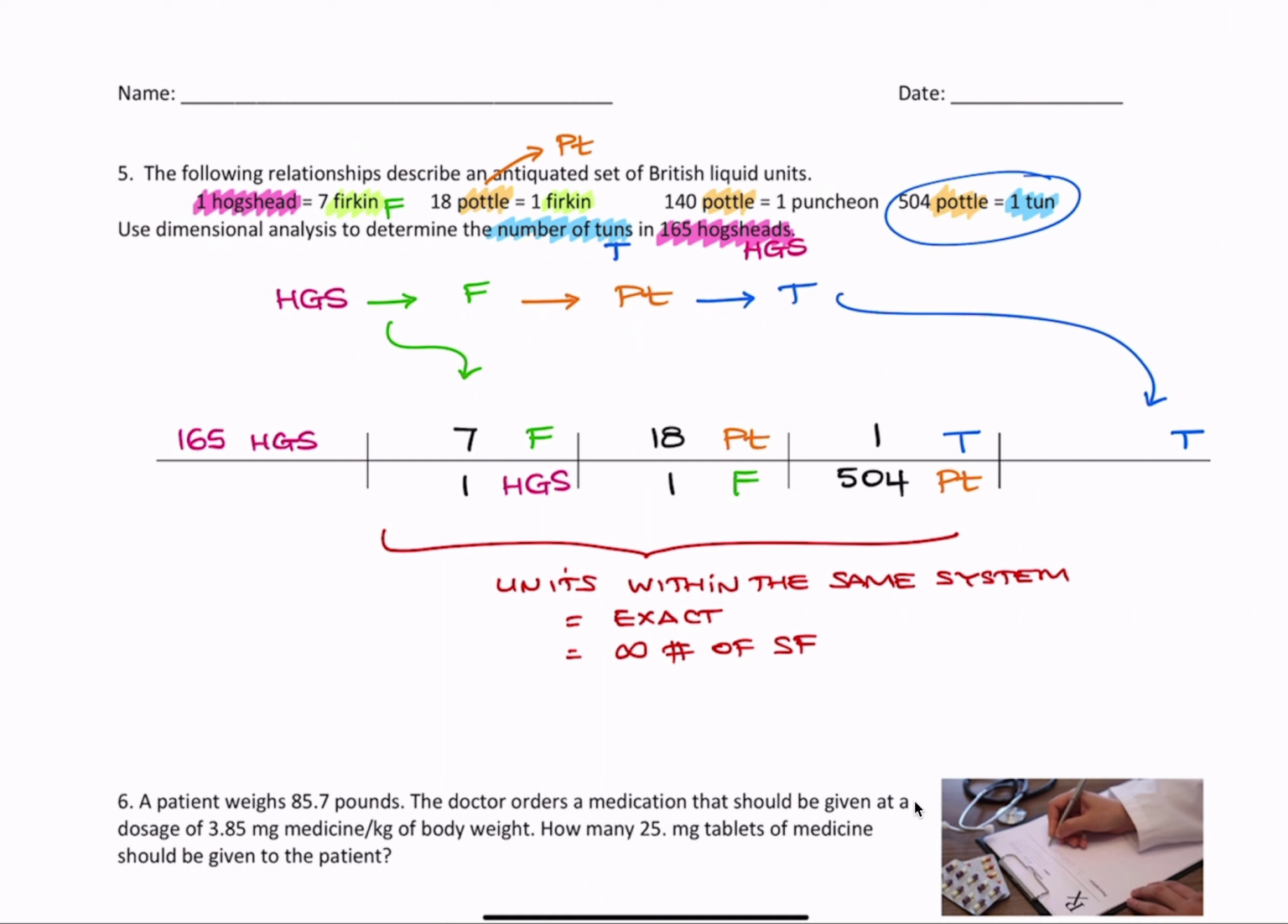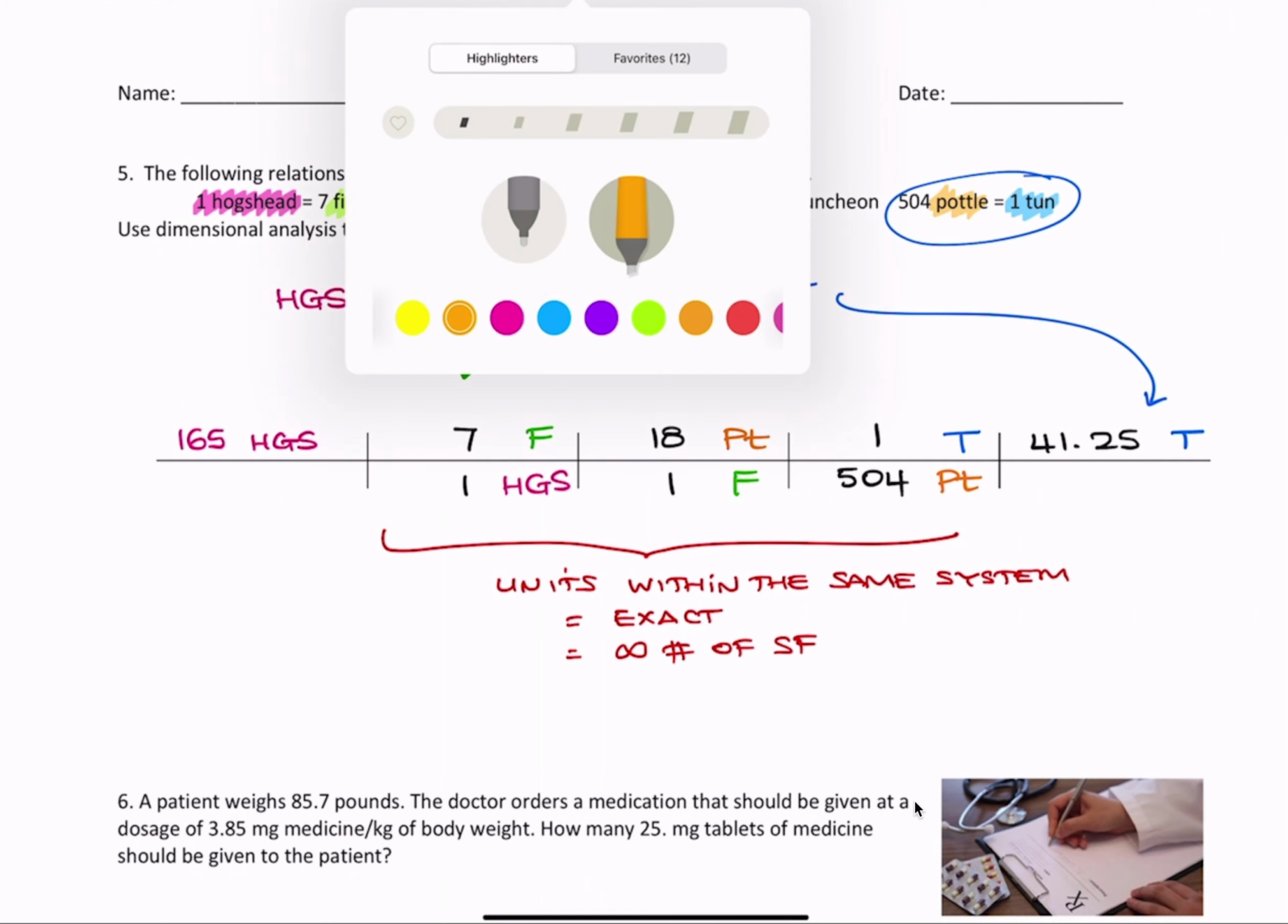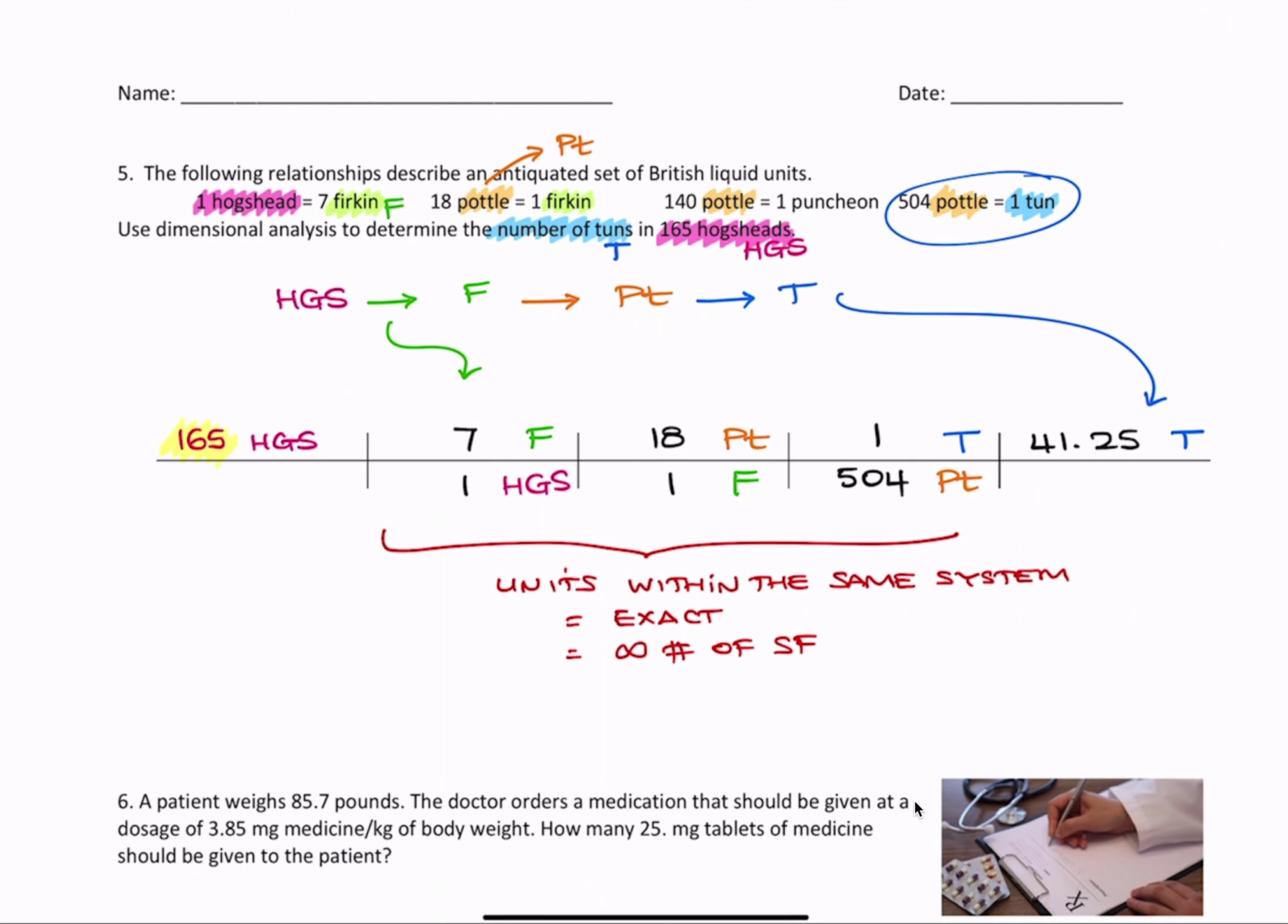When you plug this into the calculator, you will get 41.25 ton. But sig figs wise, initially I have 3 sig figs. Therefore, my answer should be given to 3 sig figs as well, dropping a 5, therefore rounding up. And when I convert 165 hogshead into tons, I get 41.3 tons to the correct number of sig figs.